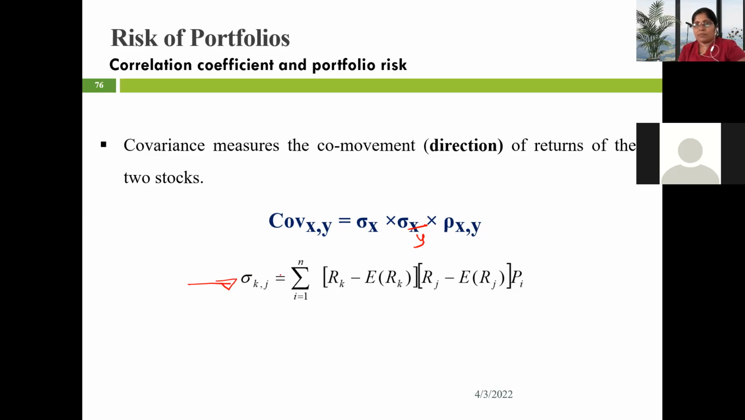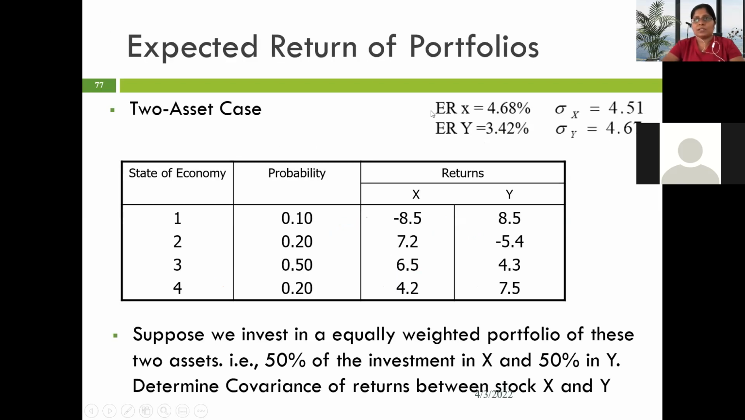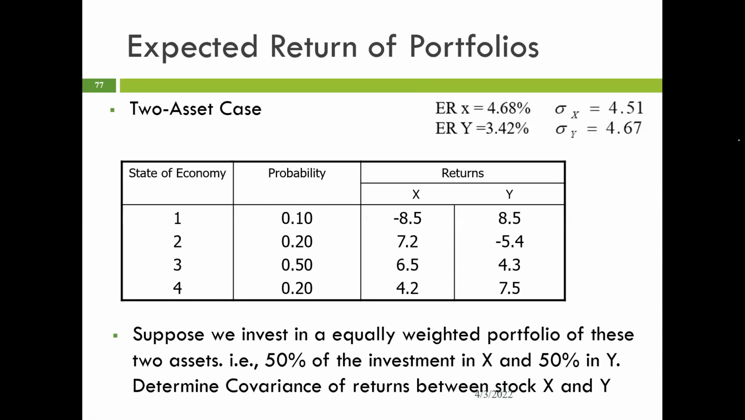So by applying this second formula, I think we remember that we calculated the covariance in our example. So just recap the example, right? We are continuing on the same example. In this example, you remember that there were two stocks, X and Y. Expected return X was 4.68%, Y 3.42%. Standard deviation X 4.51%, Y 4.67%. So likewise, you remember that. This is our example, the two asset case.